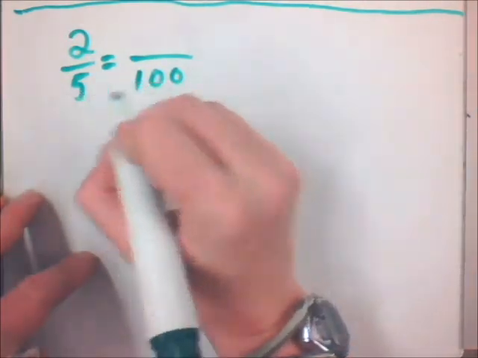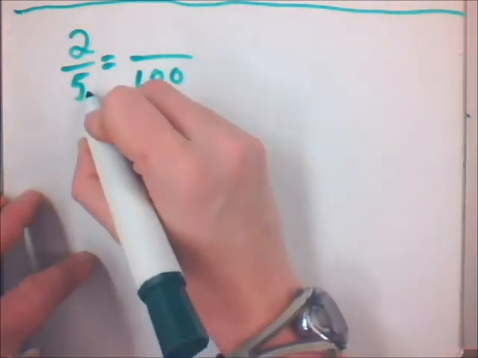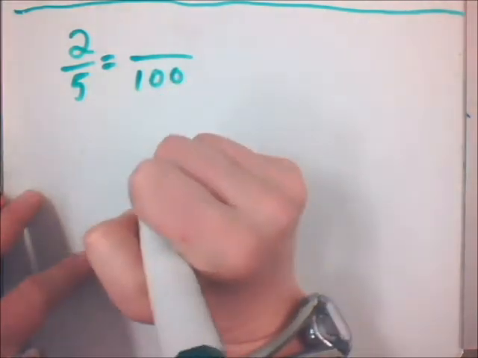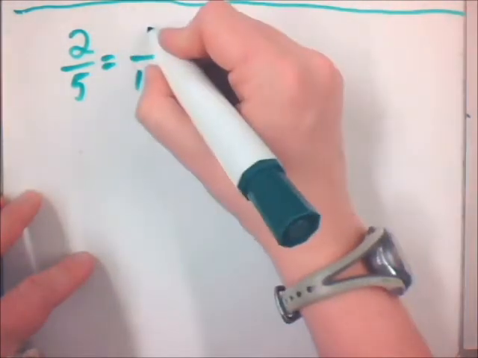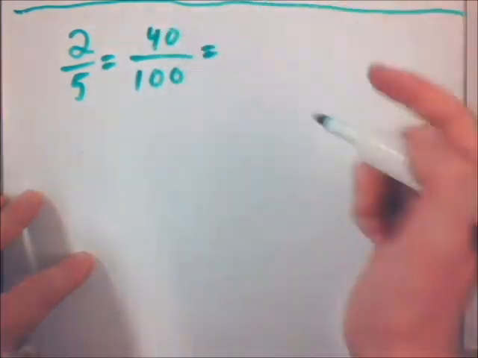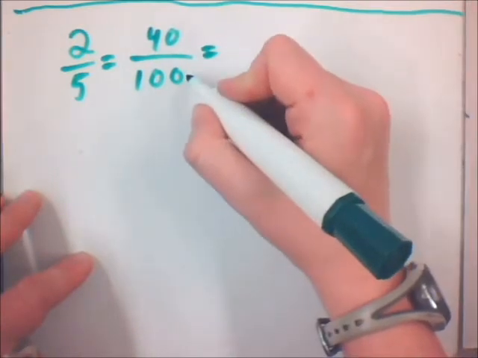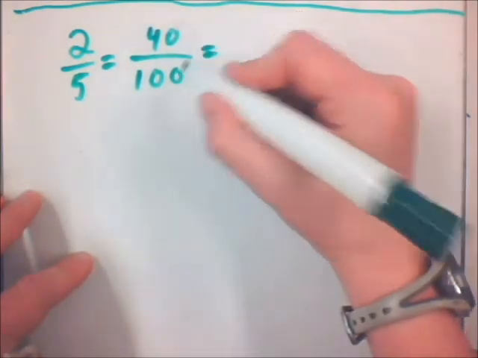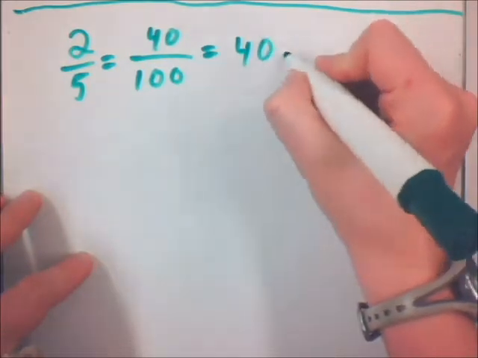So I start by changing the denominator. So 5 becomes 100, and then 2 becomes 40. Now, since percent means 100, that means that this actually equals 40%.